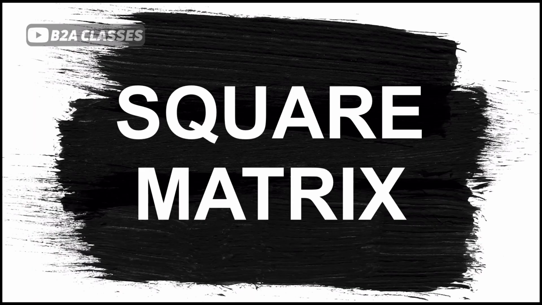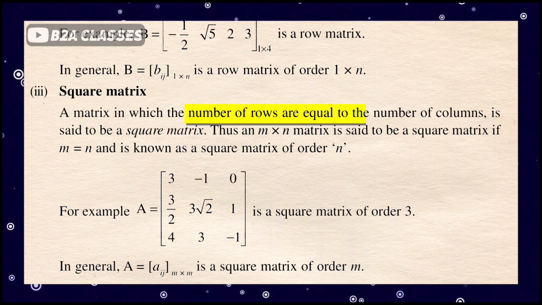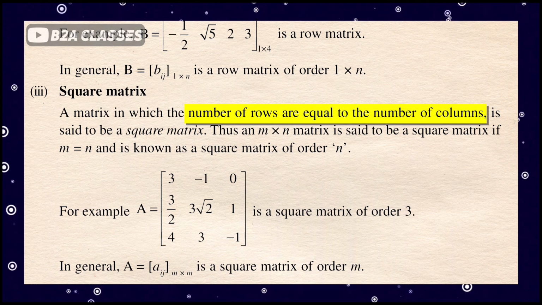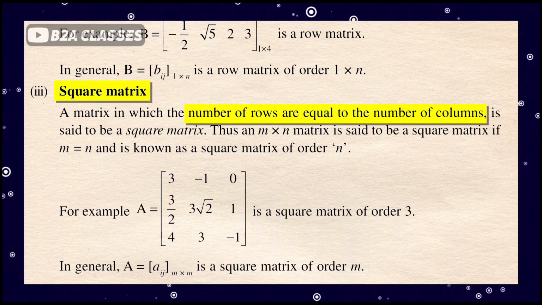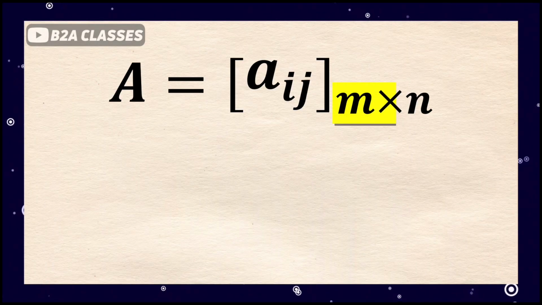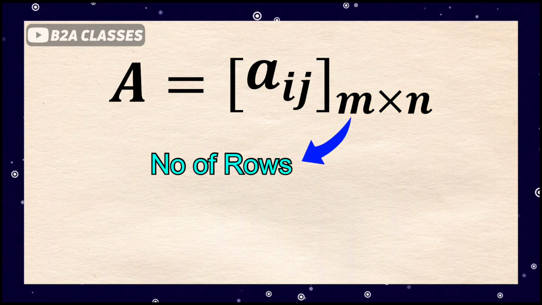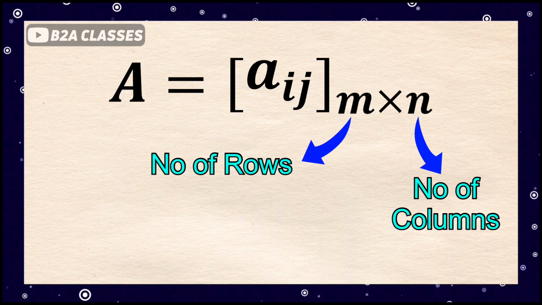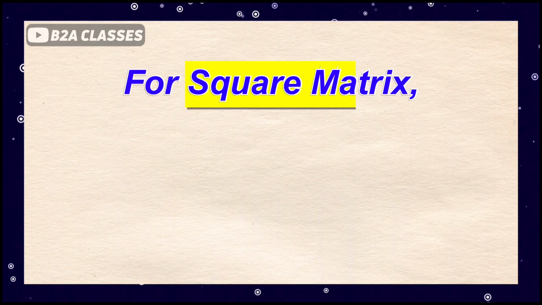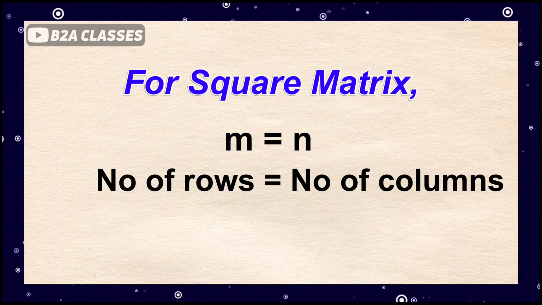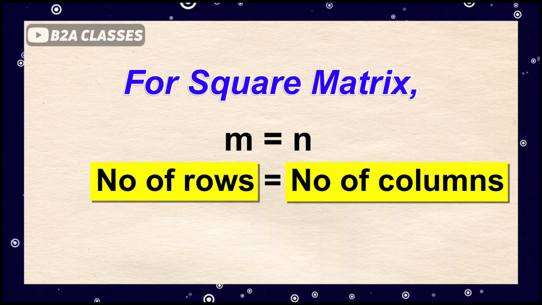Next is a square matrix. If in a matrix the number of rows is equal to the number of columns, then that matrix is called a square matrix. In general, the order of the matrix is m by n. M is the number of rows and n is the number of columns. For a square matrix, m equals n. That is, the number of rows is equal to the number of columns.